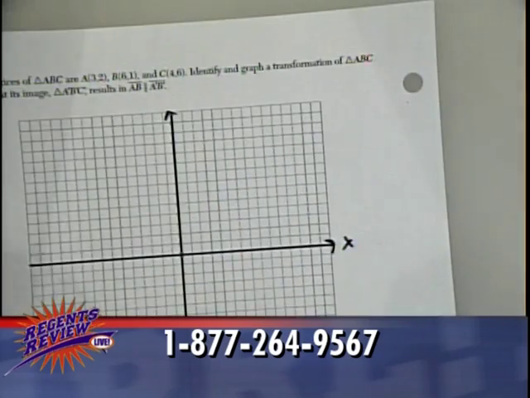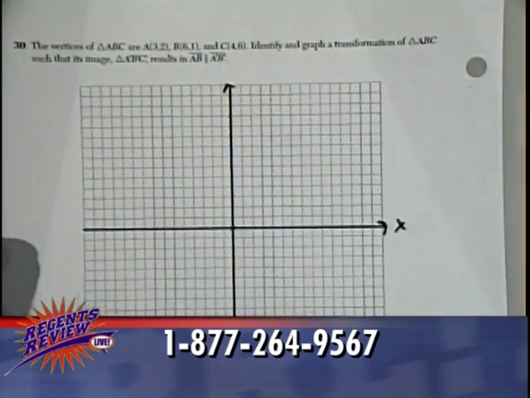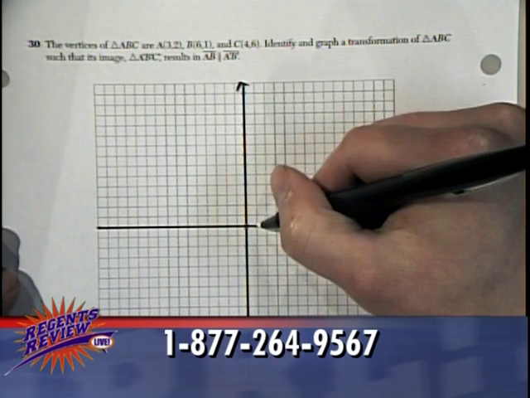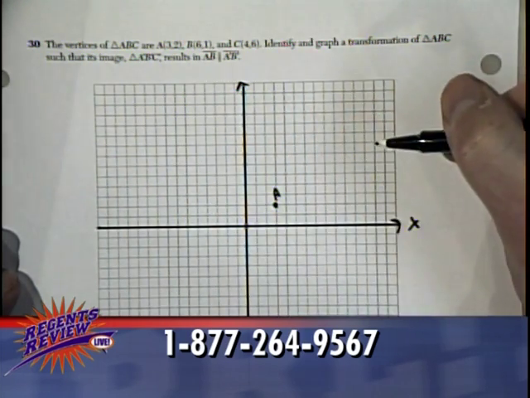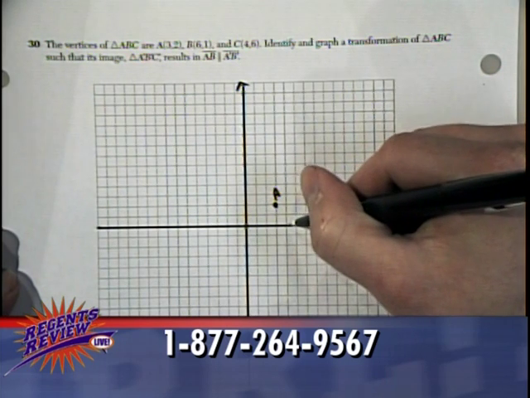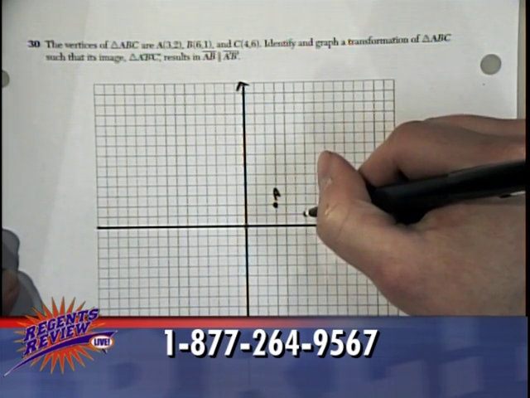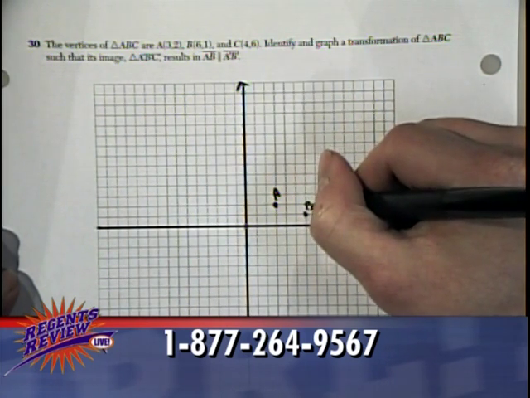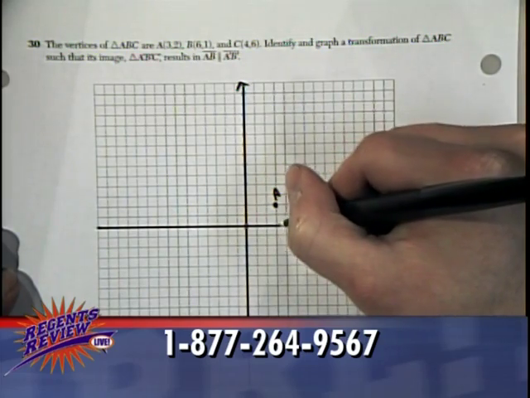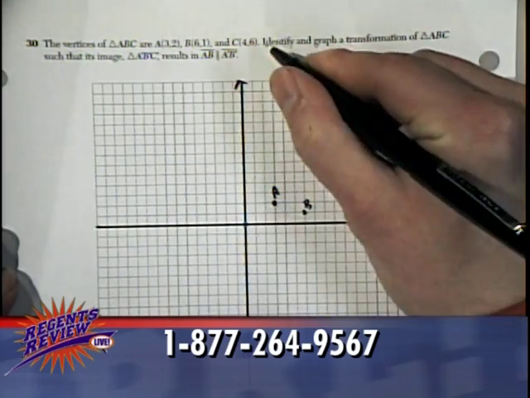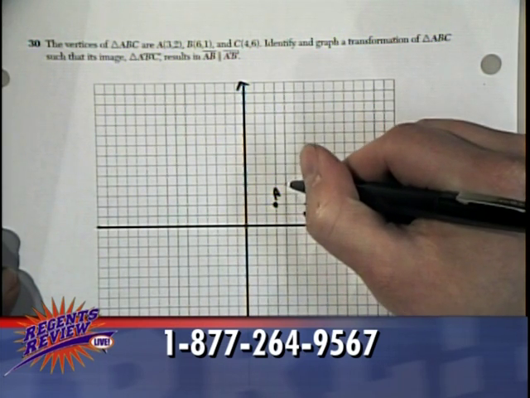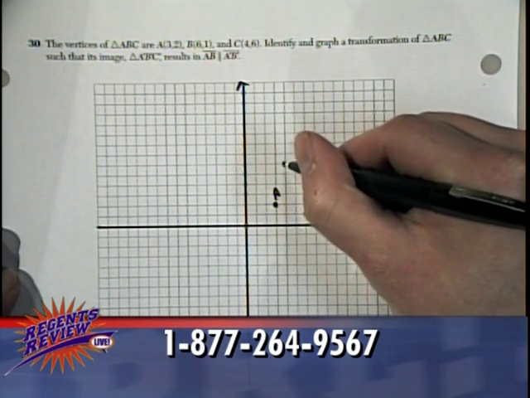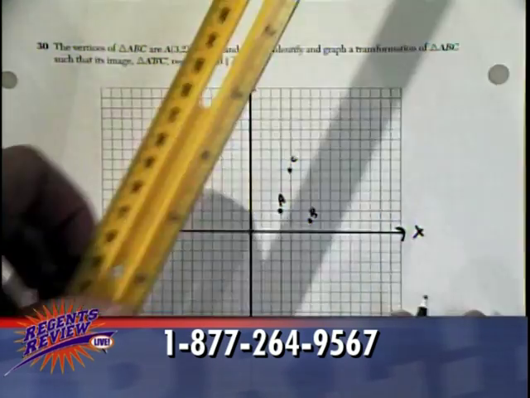It doesn't ask me to do it, but I'm going to graph the original triangle because that's going to help me out tremendously. So (3, 2) is point A. (6, 1) is B. Let me just make sure: 1, 2, 3, 4, 5, 6. Yep. And C is (4, 6): 1, 2, 3, 4, and 1, 2, 3, 4, 5, 6. So there is my triangle.